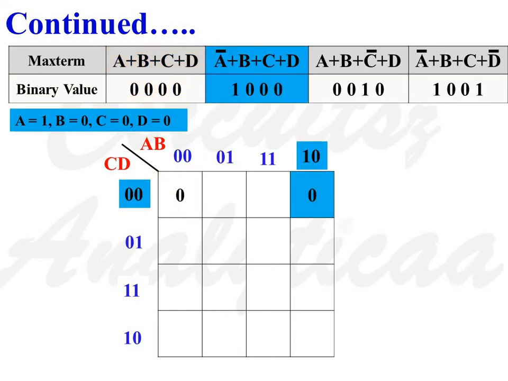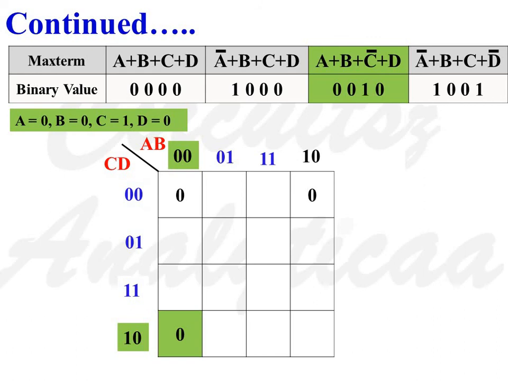The second max term is A bar plus B plus C plus D. Here variable A appears in complemented form, so the binary value is 1. The other three variables B, C and D are in true form, so the corresponding bits are set as logic 0. So the binary value of the sum term A bar plus B plus C plus D is 1, 0, 0, 0. Locate this cell on the K-map. The corresponding bit is filled with logic 0.